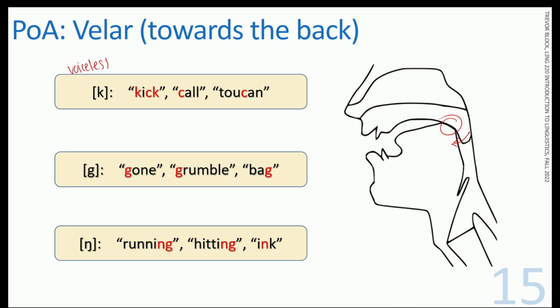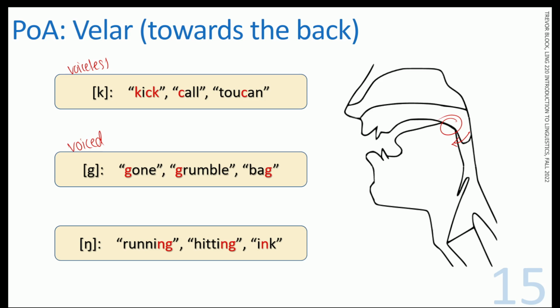And we have its voiced counterpart, g. Gone, grumble, bag. The only difference between k and g is that voicing, but they're at the exact same place doing the exact same thing, but with one your vocal folds are vibrating, the other it's not.